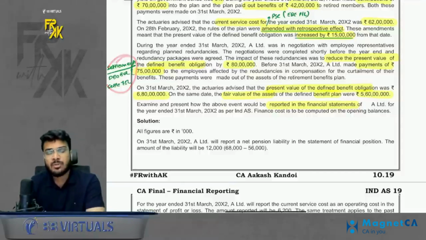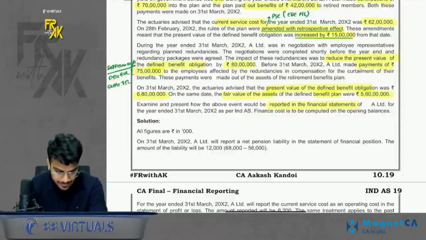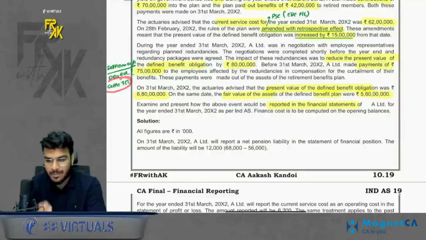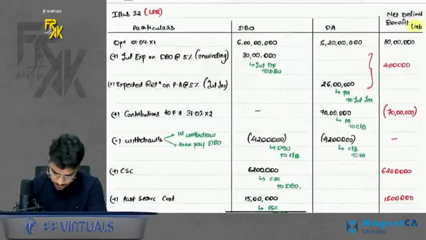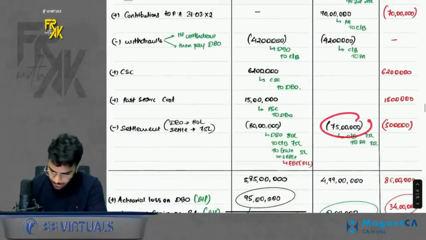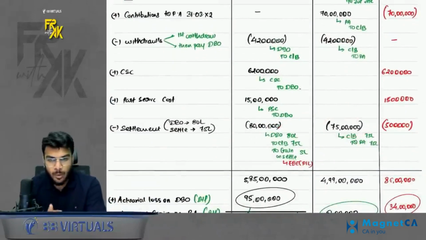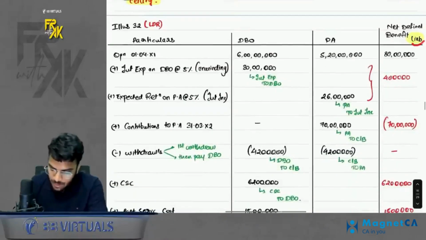So the next paragraph talks about settlement. Settlement of DBO of 80 lakhs. They were settled for 75 lakhs only. So when I settle for 75 lakhs, how much money will I withdraw? I will withdraw only 75 lakhs. So I withdrew 75 lakhs, and I made a payment of 80 lakhs. So my DBO will go down by 80 lakhs. Do remember.